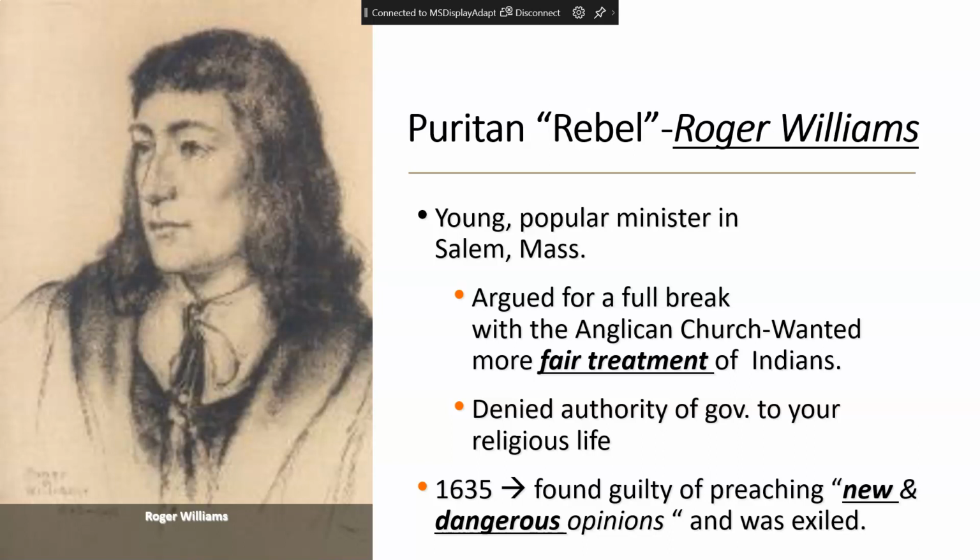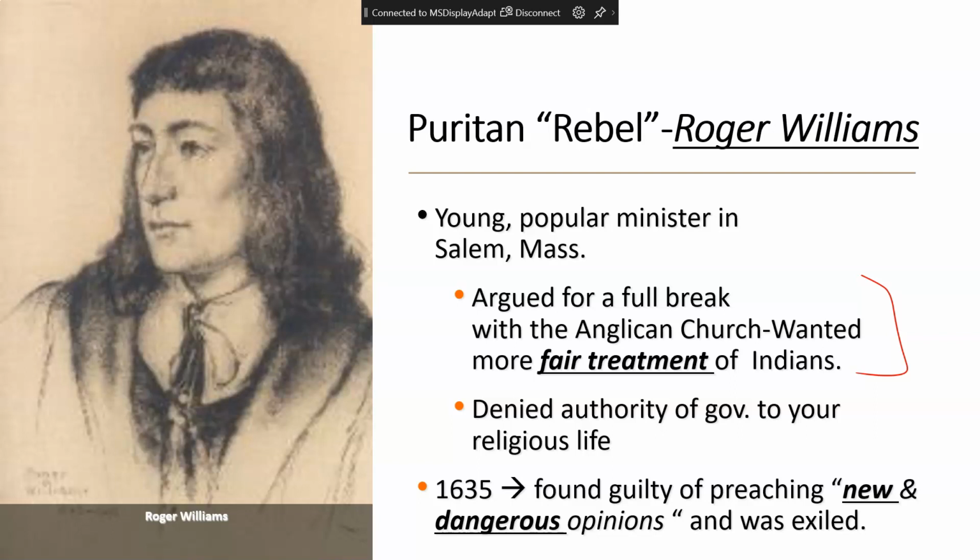Roger Williams was in Salem, Massachusetts. Now, what's interesting about Roger Williams is that he wanted to have, first off, a full break from the Anglican Church. So remember, the Puritans didn't want to have a full break. They wanted to have a purifying of it, right? He wanted to have a complete break, and he even started to preach more radicalized ideas of Puritanism, right? More of the idea that they should separate completely and have more religious freedom for more groups.